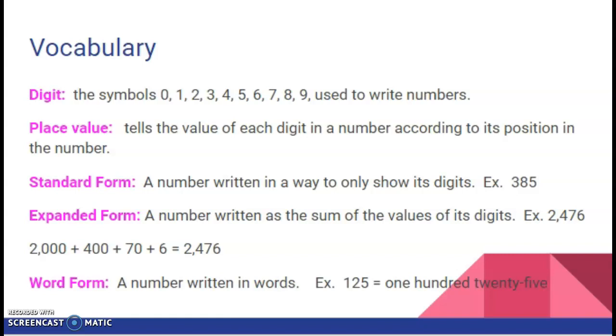So for example, if I'm writing the number 385, I'm just going to put 3 in the hundreds place, 8 in the tens place, and a 5 in the ones place.